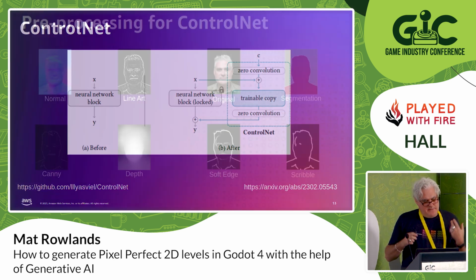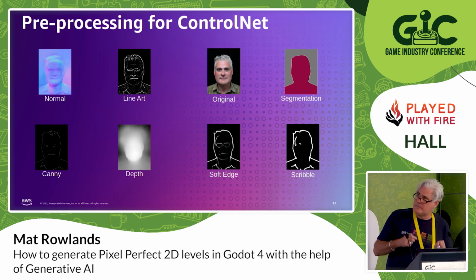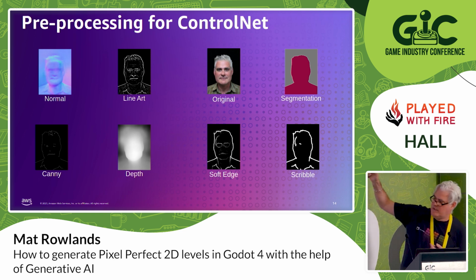And the pre-processing steps of ControlNet, which take an image and turn it into something that is repeatably reliable, come out of the box with these kinds of preprocessors. So there's the original there.